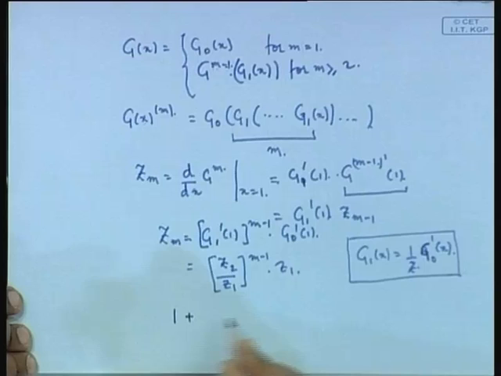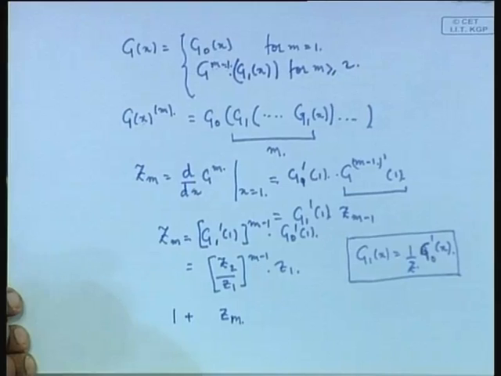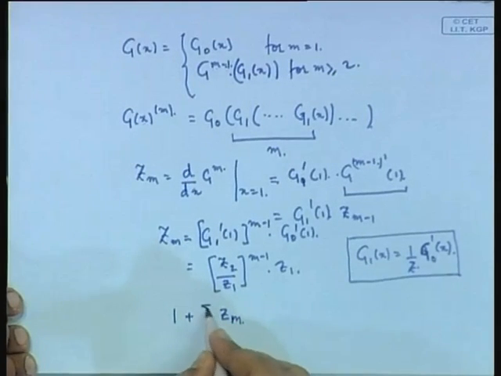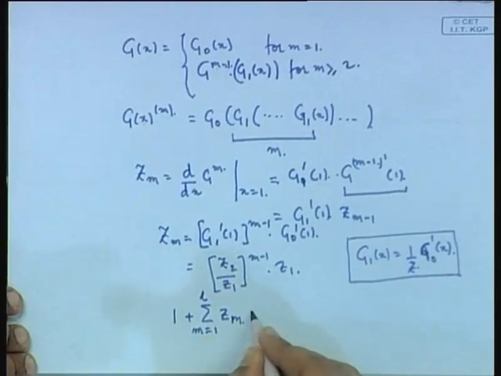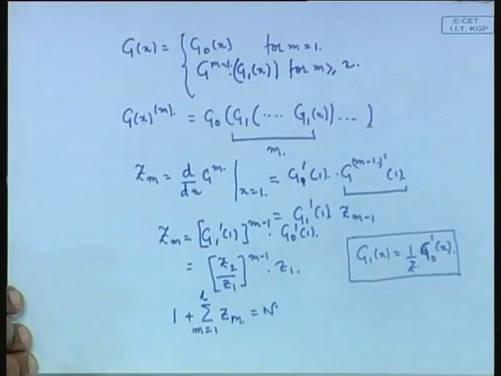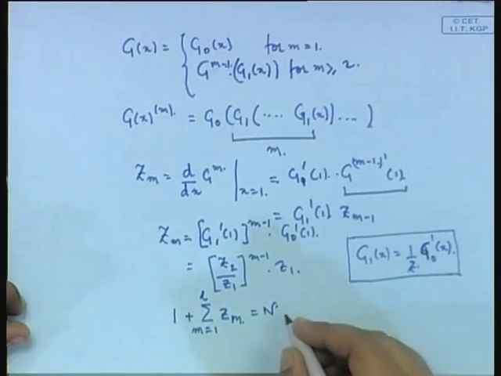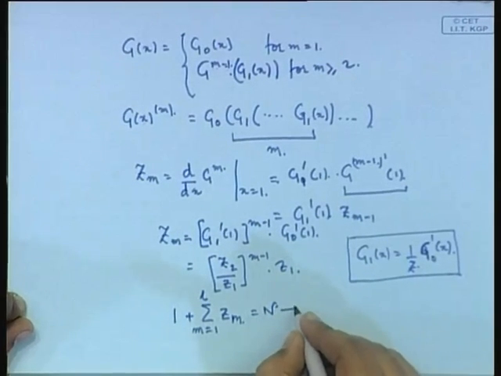define diameter. You have one node plus Zm, and the summation of m equal to 1 to L should be n, where n is the total number of nodes.